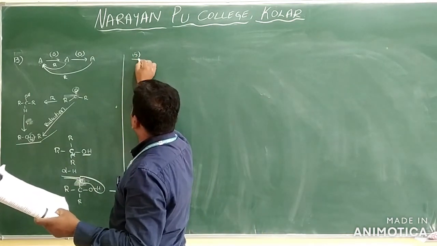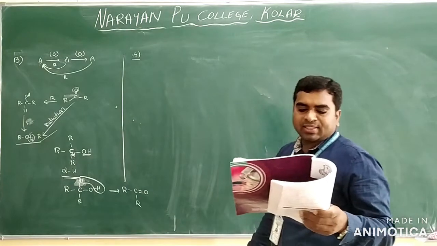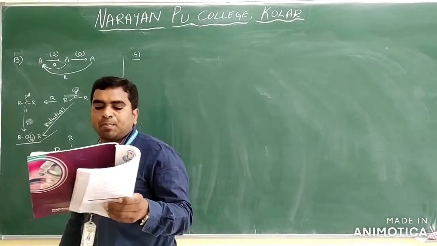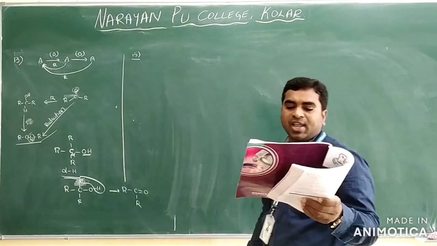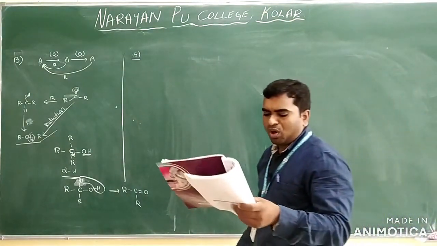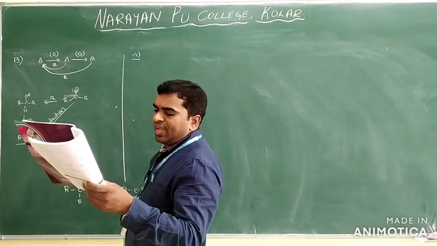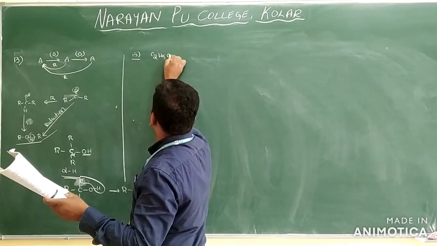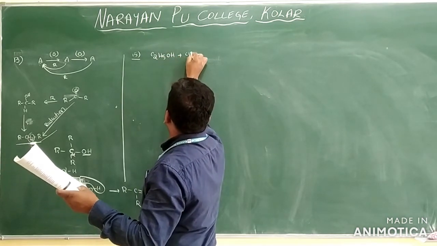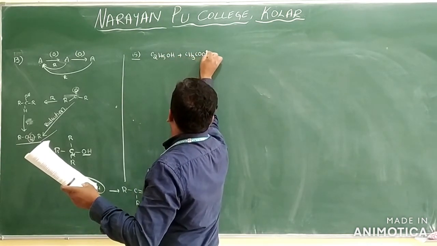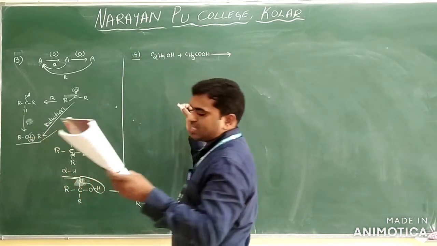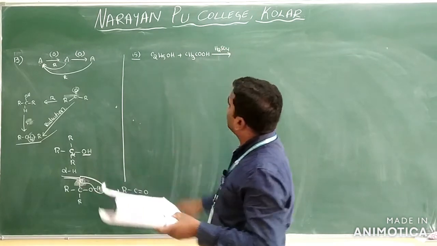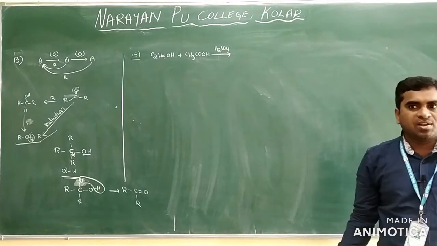Next one, question number 15. Ethanol on heating with acetic acid in presence of a few drops of sulfuric acid gives a smell of what? You already know, ethanol on heating with acetic acid. What is the ethanol formula? C2H5OH is the ethanol formula. Acetic acid formula is CH3COOH, in presence of a few drops of H2SO4, acidic medium. Do you know what this reaction is?